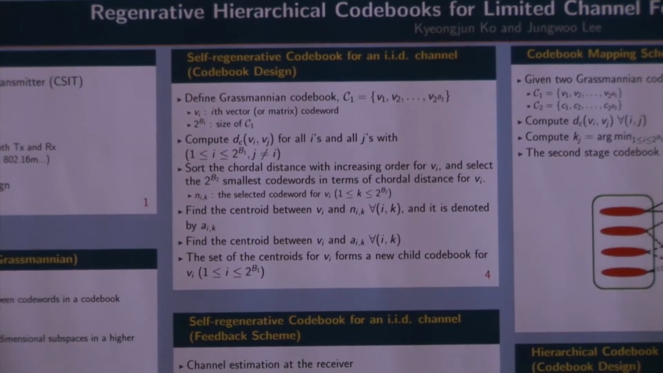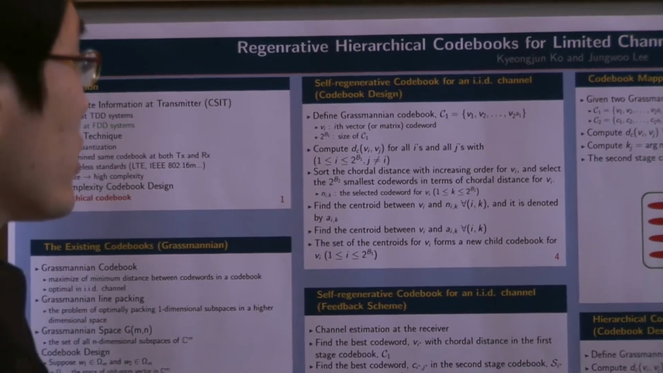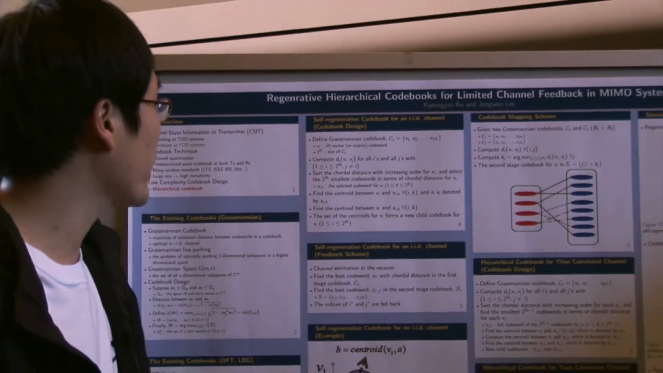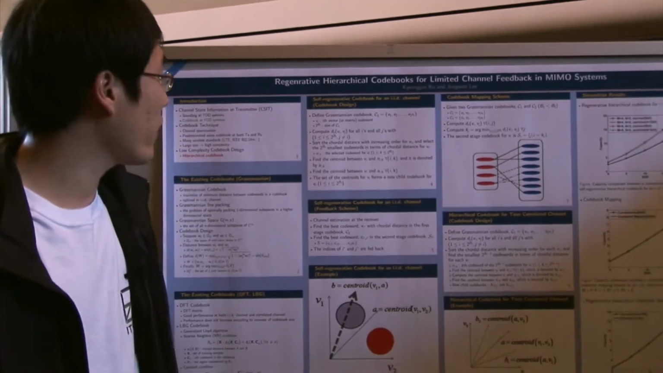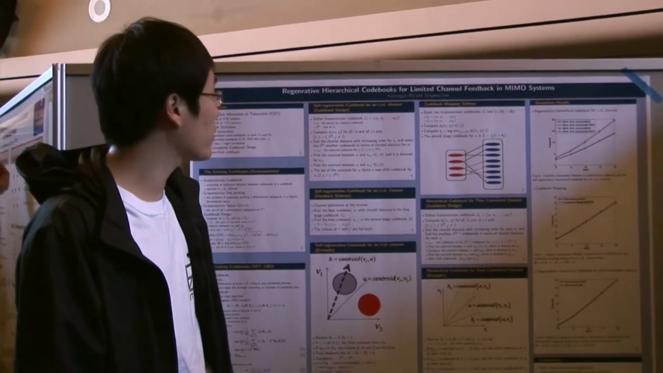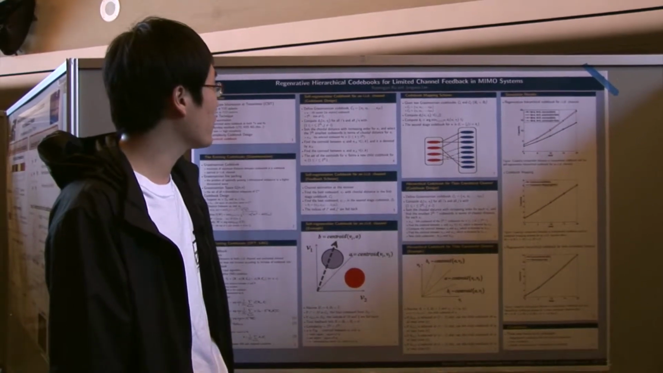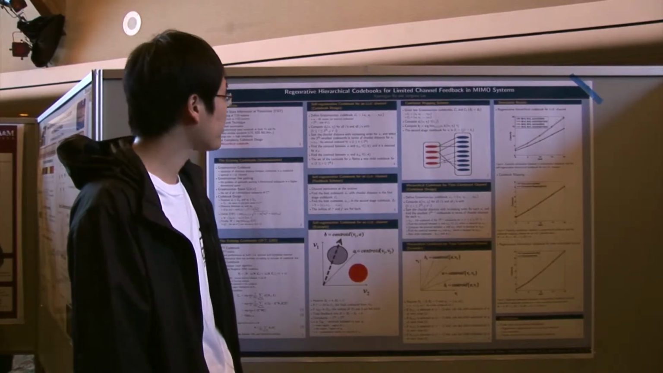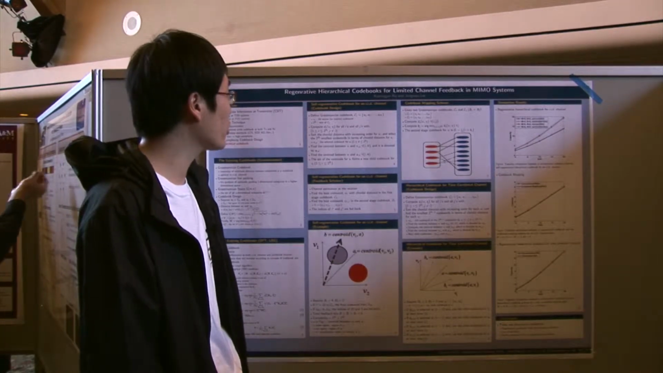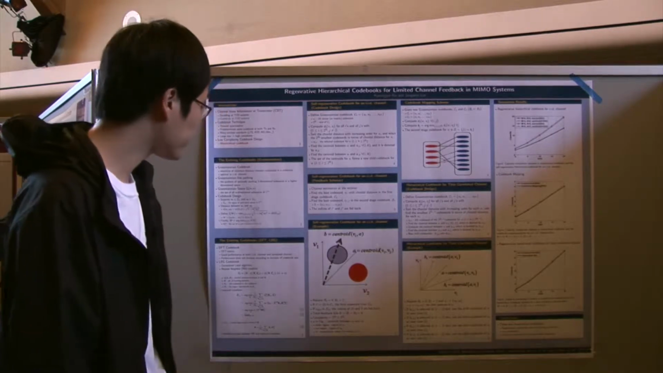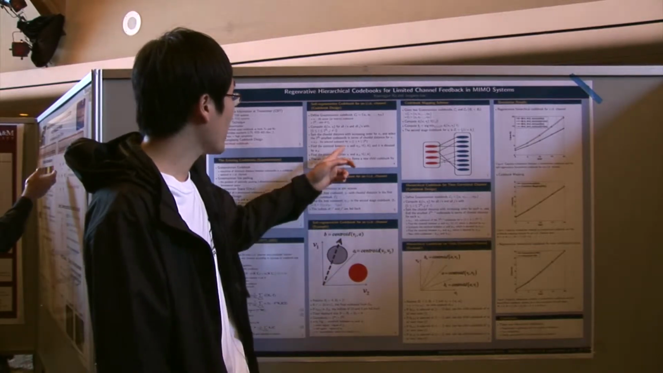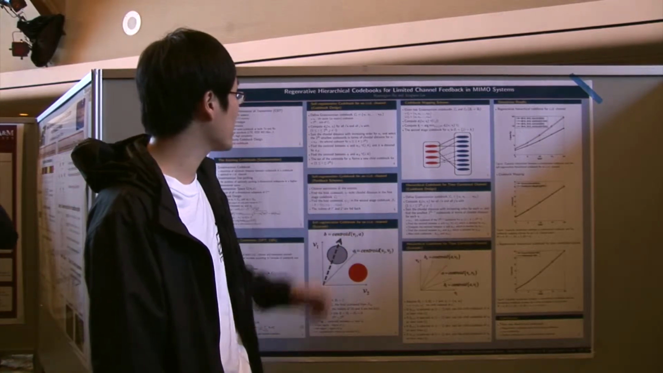And then after that, we find the centroid between v sub i and n sub ik, and it's denoted by a sub ik. Then we find the centroid between v sub i and a sub ik. The set of a sub ik's becomes a new child codebook for v sub i. In this figure, A is n sub ik, B is a sub ik.